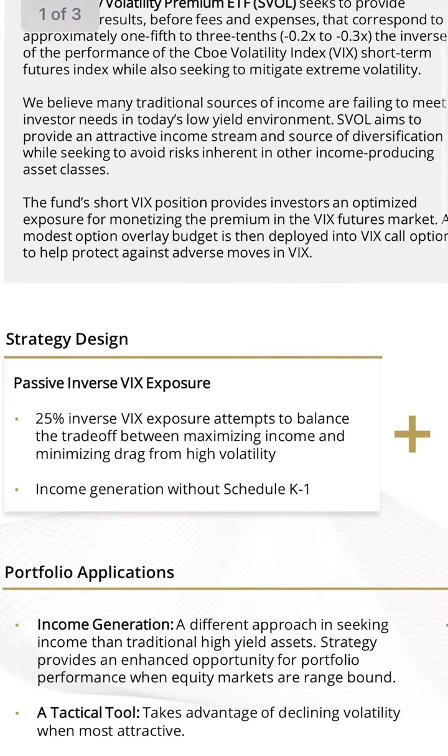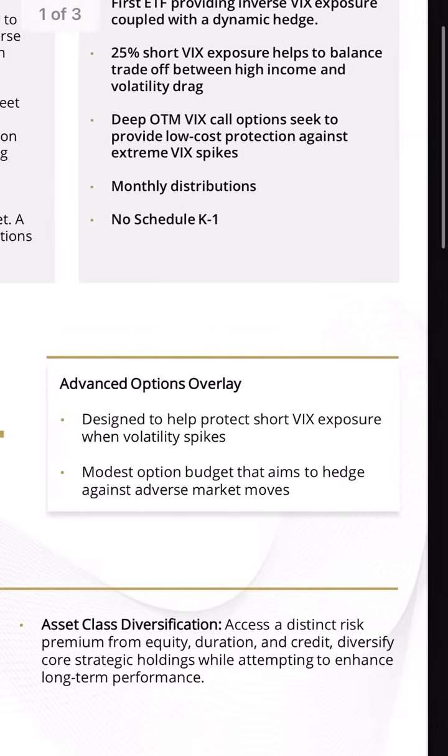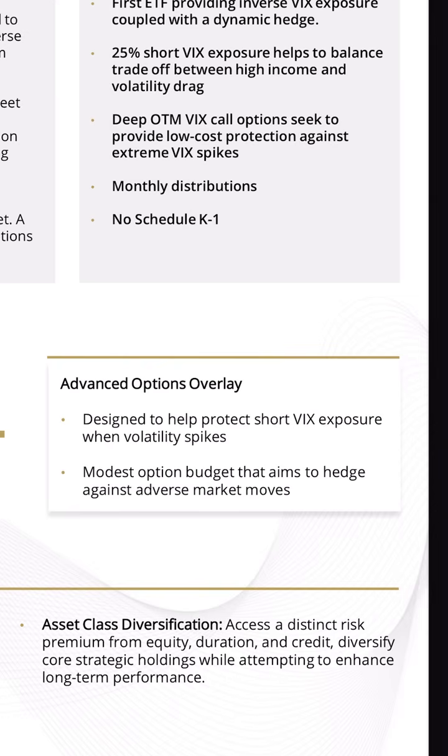if you look here, it's 25% inverse VIX exposure. So it's shorting the VIX by that much. And it's income generation without Schedule K-1, meaning some of these complicated investment tools, income tools, require a Schedule K-1 at tax time. They're just saying that they do not, which is good. What else does it say? It's designed to help protect short VIX exposure when volatility spikes and blah, blah, blah.